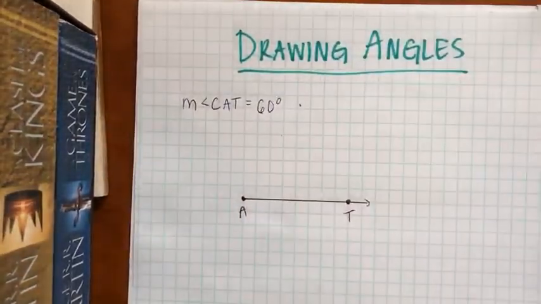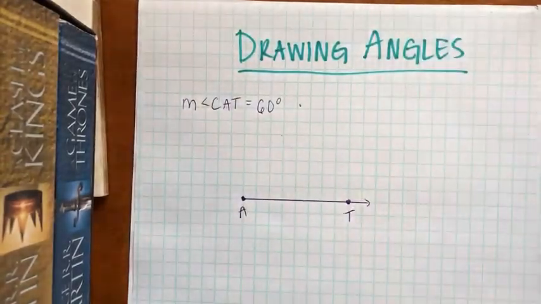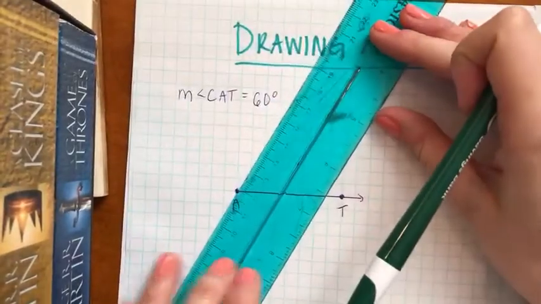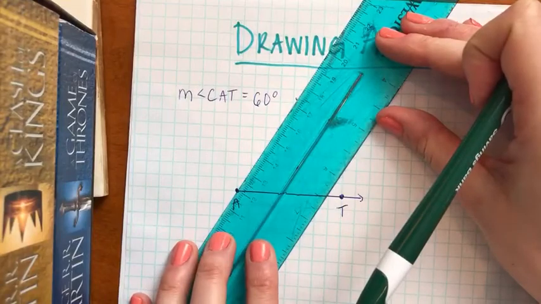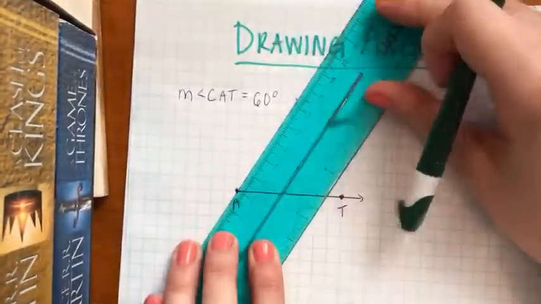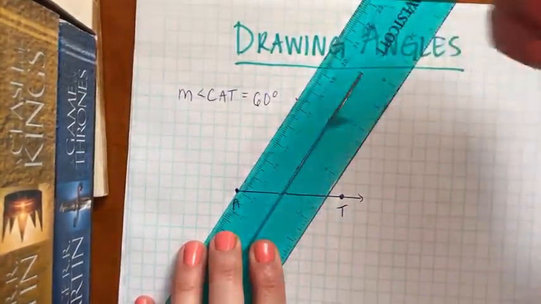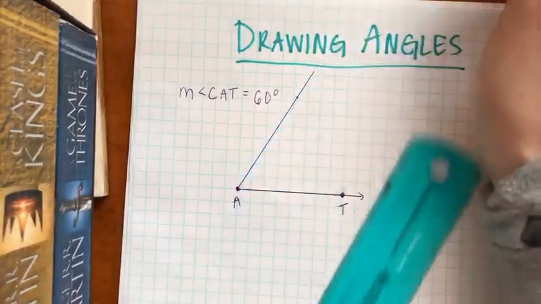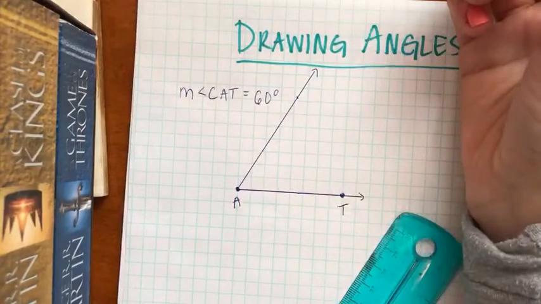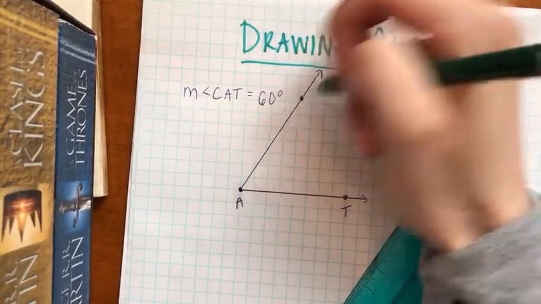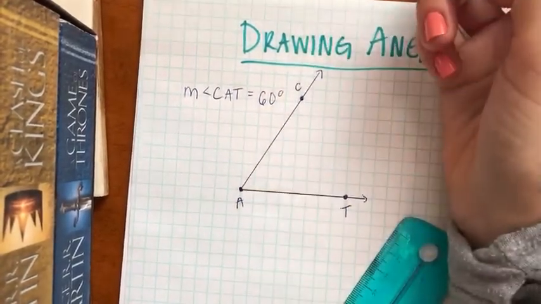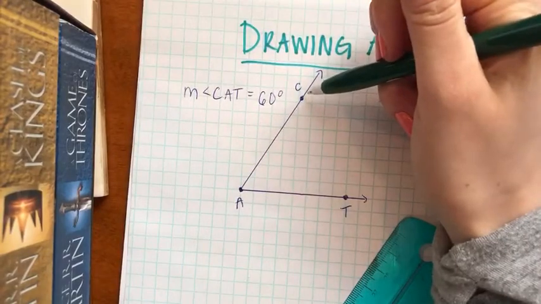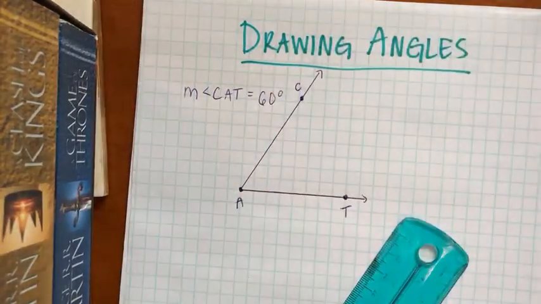So I put my dot in, and I remove my protractor, grab my straight edge, and line it up as nicely as I can. The more precise you are, the better it'll look. And there you go. I have a 60-degree angle. That dot that I drew, I can call point C on angle CAT. And that's my first one.